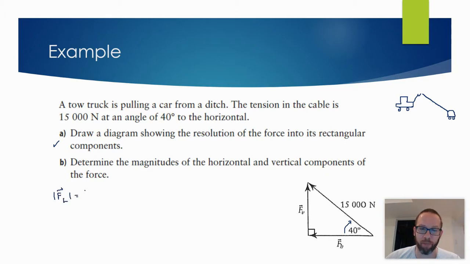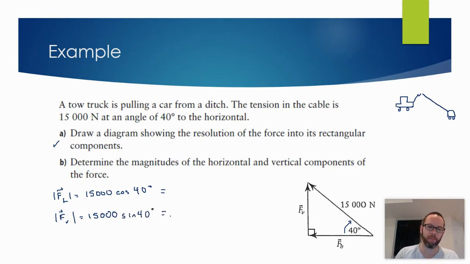So for the horizontal component, just using trigonometry, that's going to be the 15,000, the hypotenuse, times the cosine of the adjacent angle, which is 40 degrees. So 15,000 times cos 40, and the magnitude of the vertical component would be 15,000 times sine 40. So not too bad. And so I'll just calculate those right now. 15,000 cos 40. I might just go to the nearest Newton here. So that's about 11,491 newtons.